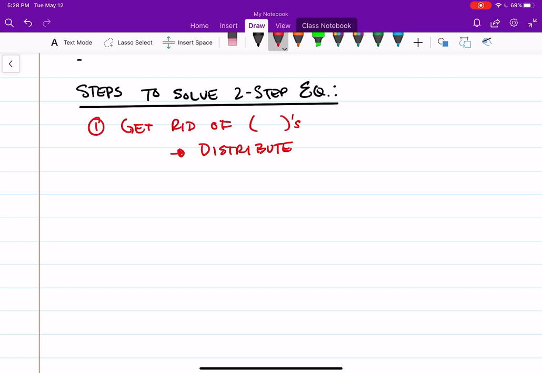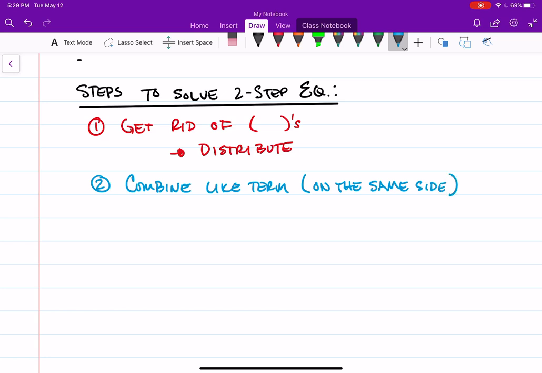What's step two? Step two is to combine like terms on the same side. So keep the left with the left, the right side with the right side, leave them be, okay?